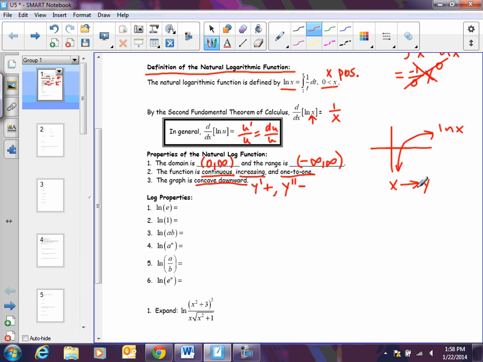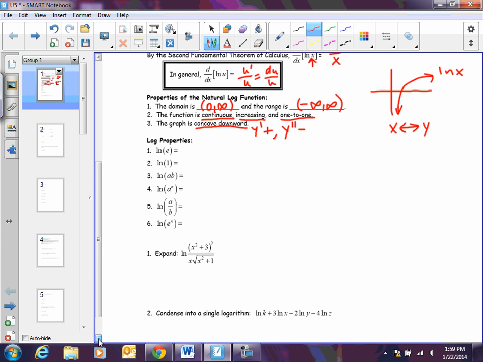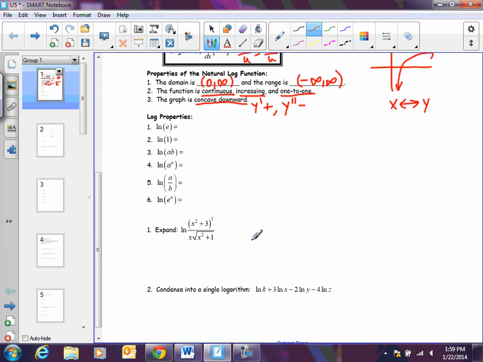Function, right? So in addition to that, every y is matched with exactly one x. This means this graph's inverse is a function, which should make sense because what is this graph's inverse? Exponential, which is also a function. Okay, so all that to the side, we needed that to be able to do derivatives and all that. Let's just review some of these properties. Okay, so if you know it, tell me.